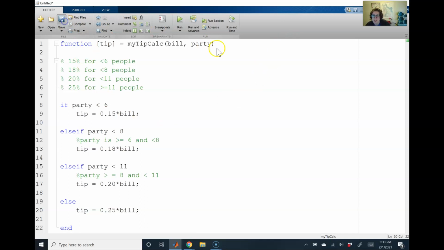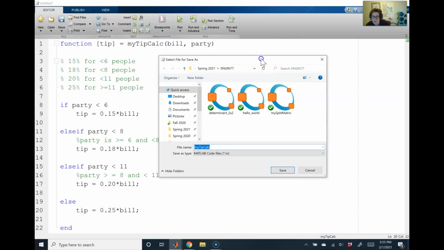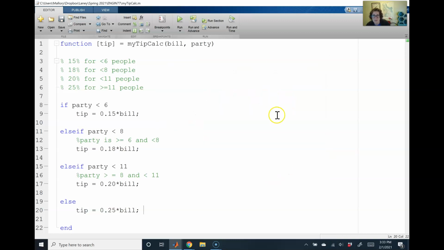Okay, I'm going to save this. And I should have really saved that earlier. As soon as I wrote the header line, I should have saved it, just in case my computer shuts down. I always want to save as I'm going. So that was a very bad practice, not saving until the very end. So I'm going to save this.